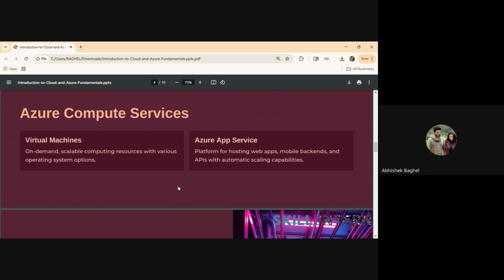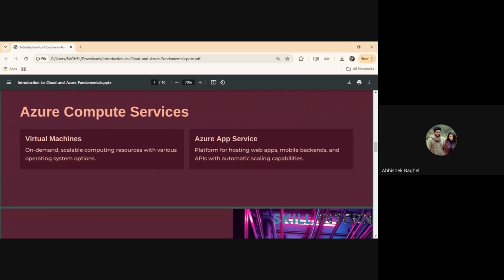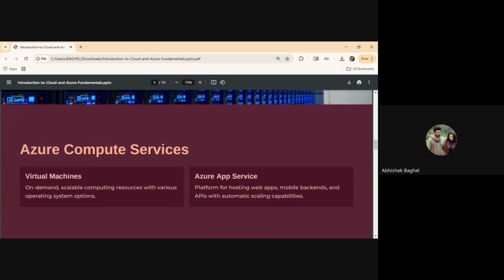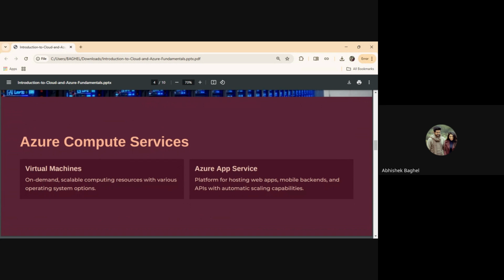Okay, and Azure App Service, it has its own apps. A platform for hosting web apps, mobile backends, APIs, with automatic scaling capability. Let's discuss more on this. Not only these services, it also provides networking, database, security, and identity. And storage, where we think of Blob storage, Azure Files, Queue storage, Table storage. Some examples of Azure services.